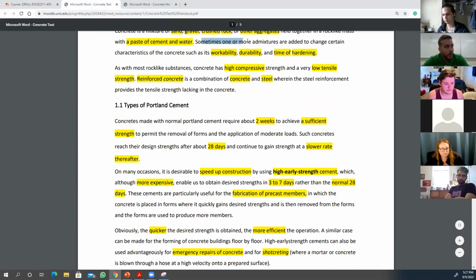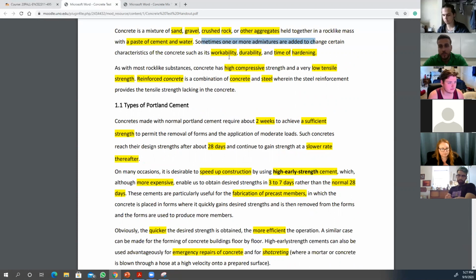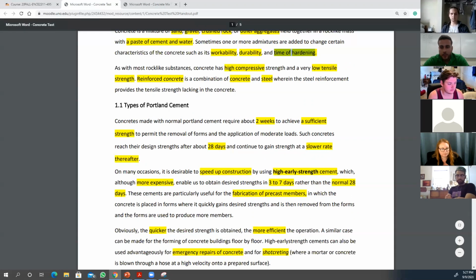Look, sometimes one or more admixtures are added to change certain characteristics of concrete, such as its workability. I can change it based on the requirements or whatever the desired value for workability. Durability, I can change the durability. And time of hardening.